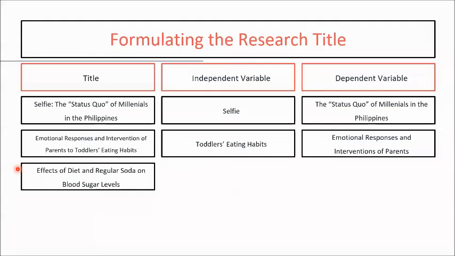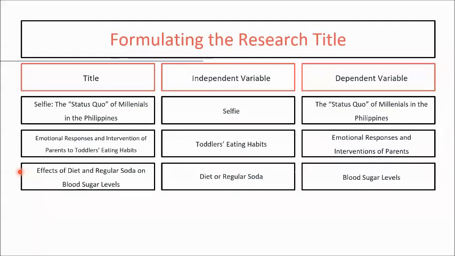Effects of diet and regular soda on blood sugar level. So when we say diet, class, yung diet soda, yung mga soft drinks na tinatawag na diet. Tapos meron naman yung regular soda, meron yung zero, right, na soft drinks. So, in this title, where is the independent variable? Yes, Sebastian and Nicole, correct, the diet or regular soda. While the dependent variable is the blood sugar levels.